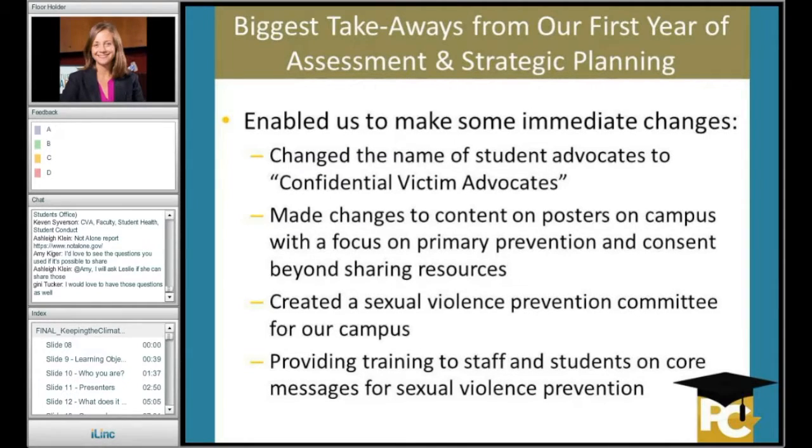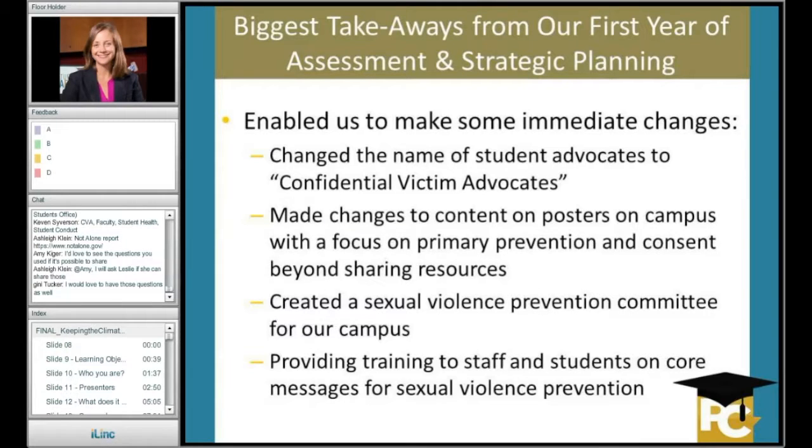We created a sexual violence prevention committee for our campus, and then are currently, based on Jane's recommendations, providing training to staff and students on core messages for sexual violence prevention. One thing that we learned, not through our climate survey, but through conversations with students, and especially from the student voice report, was that students were not getting consistent messages, especially regarding alcohol and consent, that was not consistent with our policy.